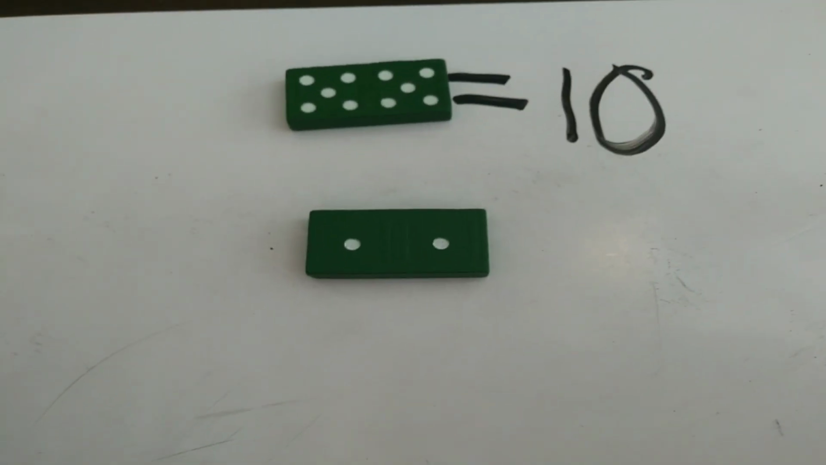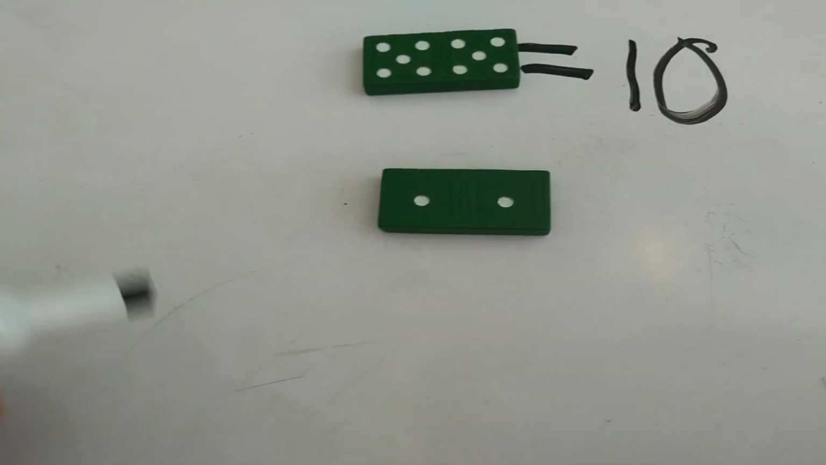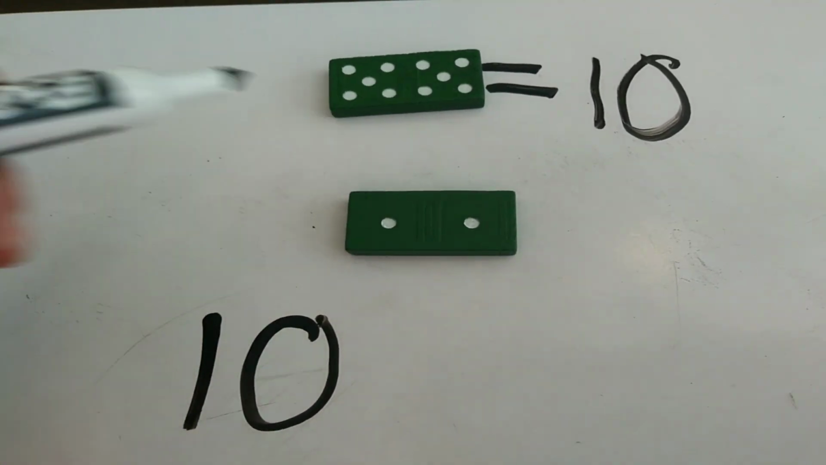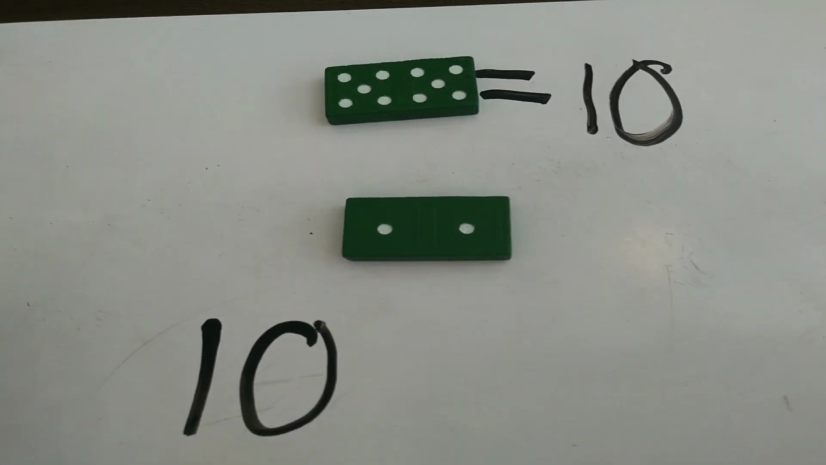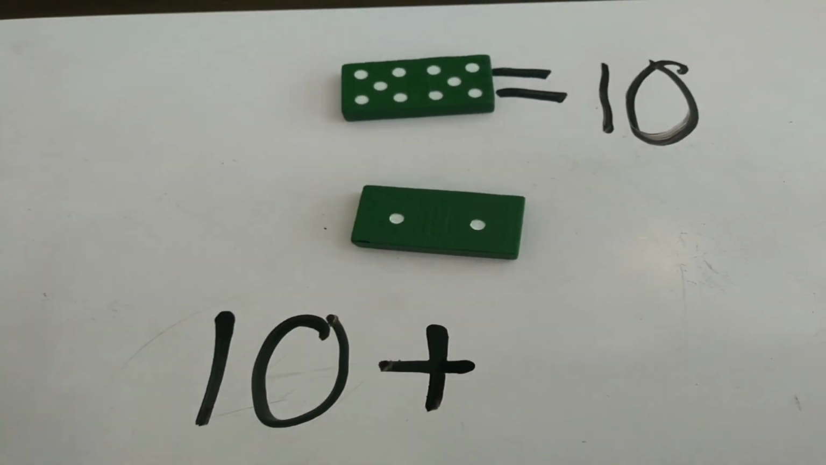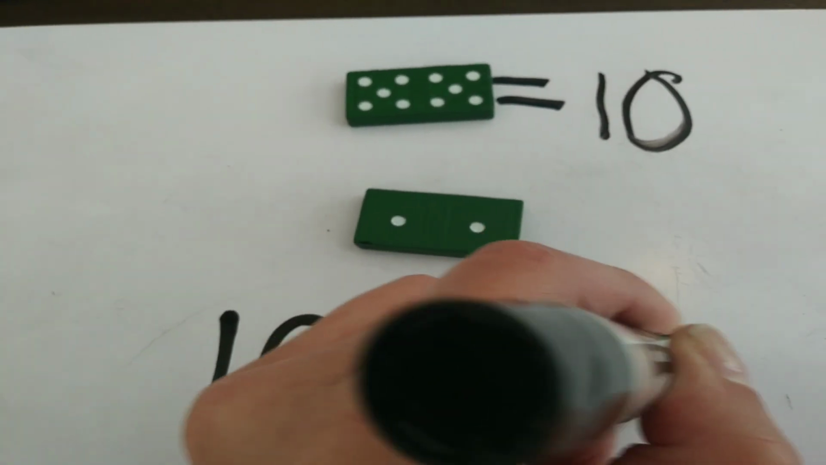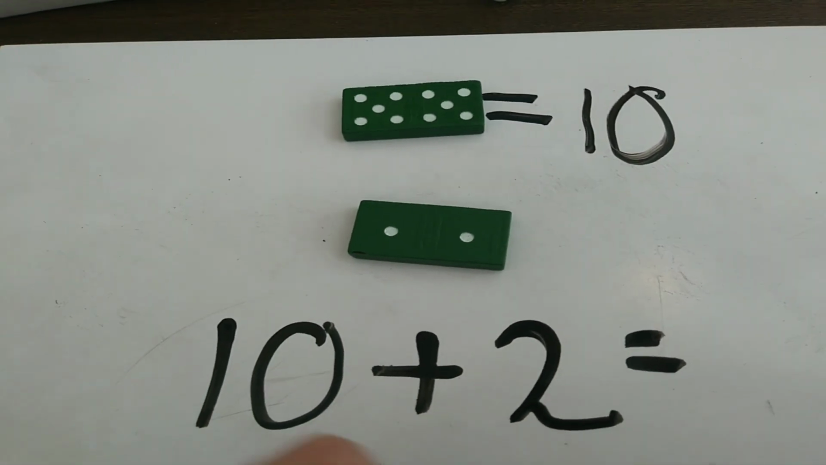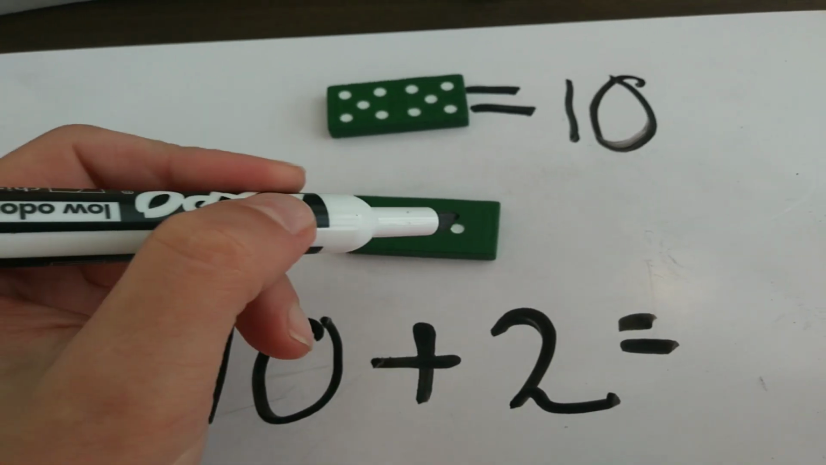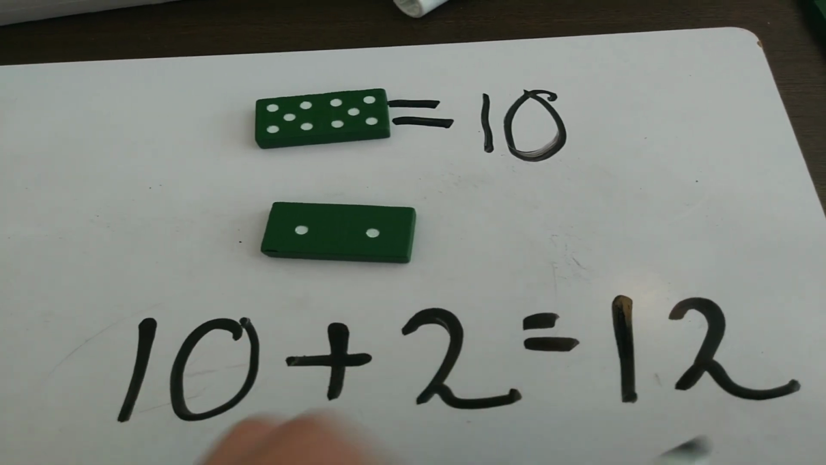Try that one. How many dots do we have in this group? 10. Again, if you need to count it again, that's okay. You can count it again. How many on this domino? 1, 2. Very good. So 10 plus 2 equals how many? You're going to count all of them together. 10, 11, 12. So 10 plus 2 equals 12.